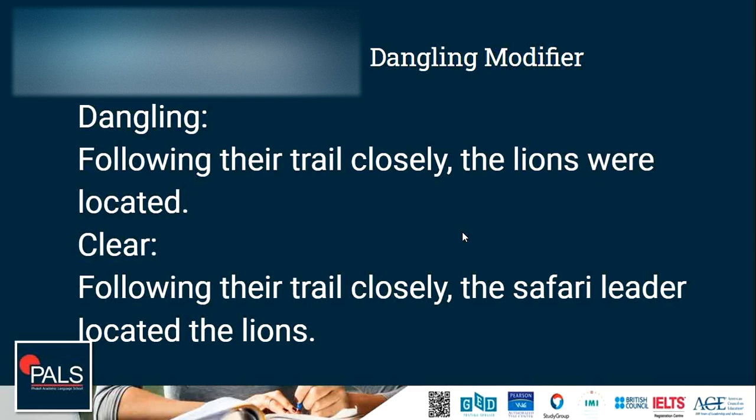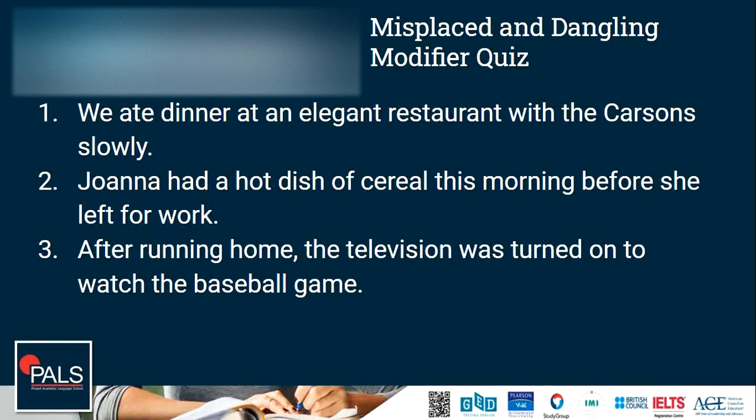Okay, let's take a look at some examples that we'll try to fix. "We ate a dinner at an elegant restaurant with the Carsons slowly." We know that slowly here is a modifier, and it's an adverb because of the -ly. So we need to find the verb and put it beside it. So we can say, "We slowly ate dinner at an elegant restaurant with the Carsons." There, it sounds better, right?